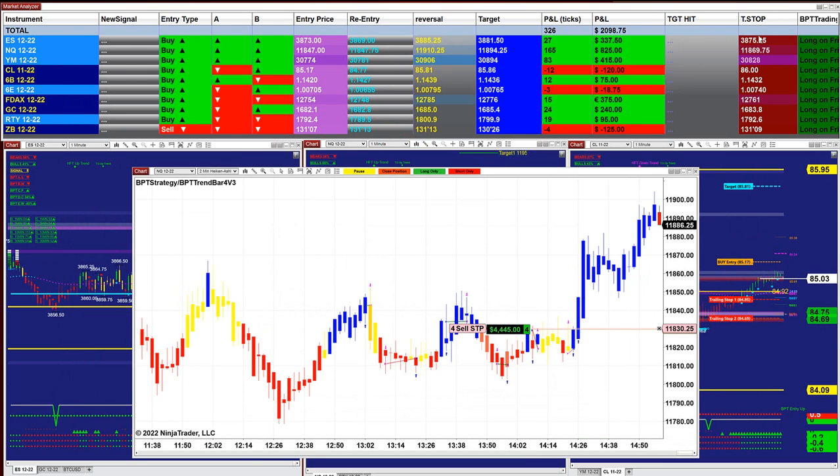I want to start with the market analyzer on the top. This is the last entry signal, a new signal, a Ponton long, which was a few minutes ago. And you don't have to trade all of it.